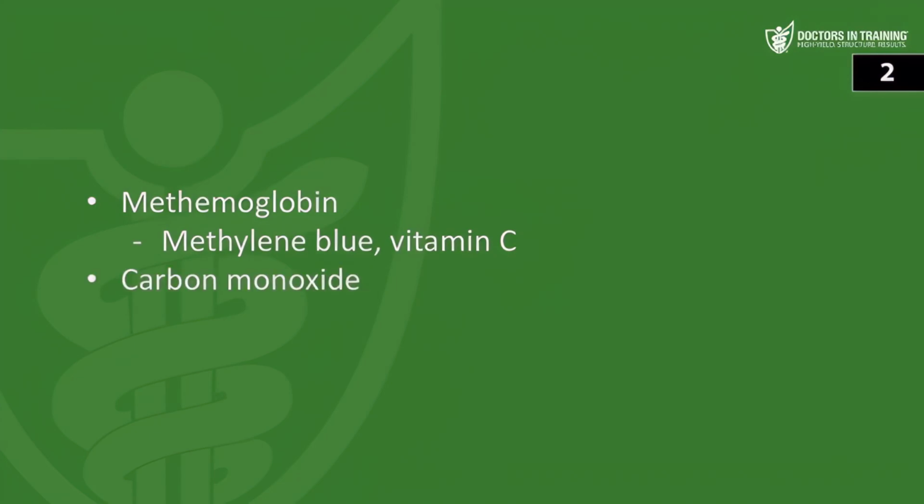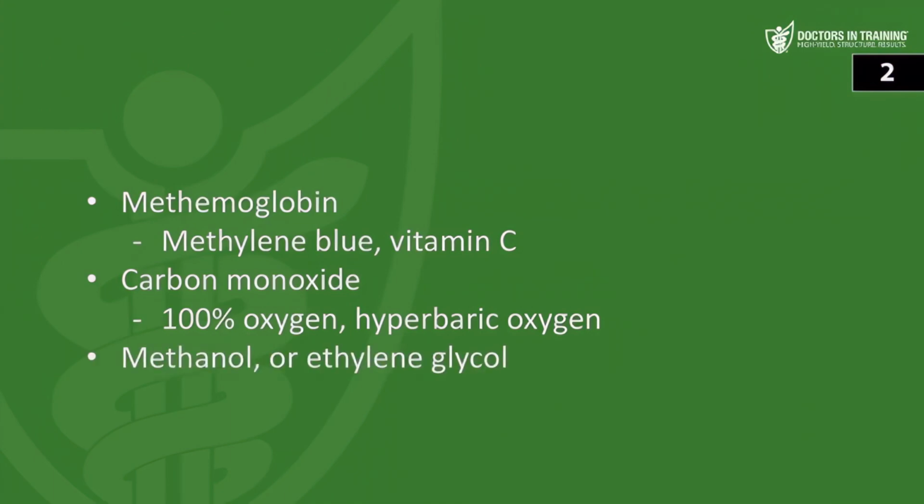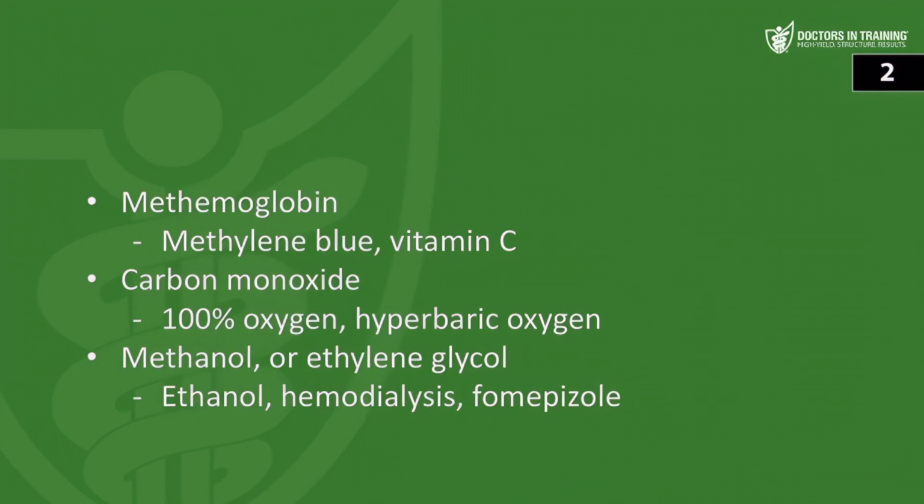For carbon monoxide poisoning, remember carbon monoxide binds to hemoglobin, and that competes with oxygen for the binding sites on hemoglobin. So the treatment is 100% oxygen and hyperbaric oxygen. And then for methanol or ethylene glycol poisoning, the drug of choice is fomepizole, which inhibits alcohol dehydrogenase. Or you could give ethanol, or you can do hemodialysis. Now let's move on to the lecture.